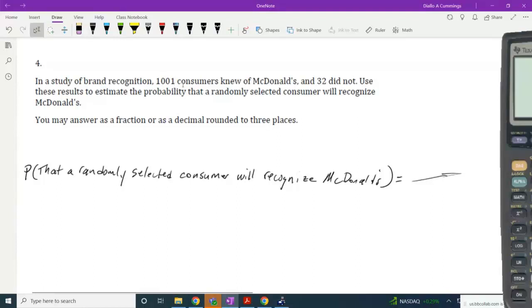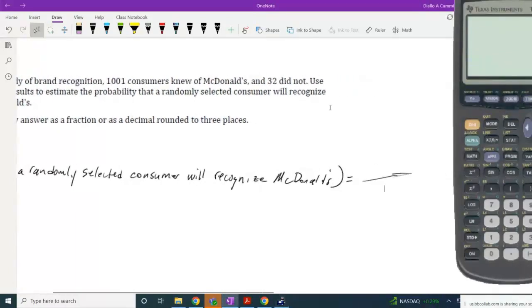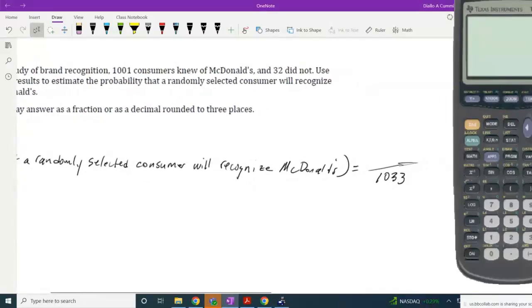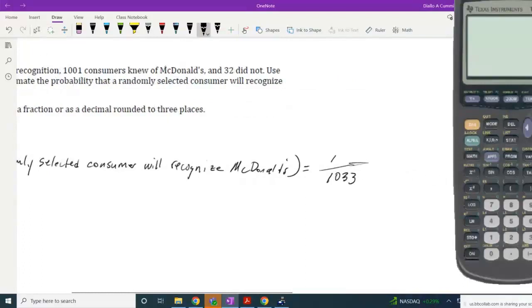So if I look at the total, I had 1,001 consumers that knew McDonald's, 32 that didn't. If I add those two together, 1,001 plus 32, I'm going to get what? 1,033. So that's all of the people in the study, the whole, everything. The part that we're interested in is the consumers that will recognize McDonald's. Looking back at my problem, it says 1,001 knew of McDonald's. So that's our numerator. I'm going to write that in as 1,001, divided by 1,033. Is everybody okay with that fraction?